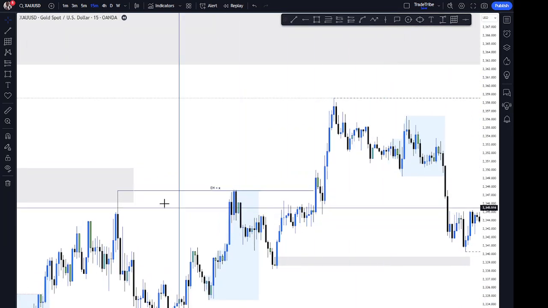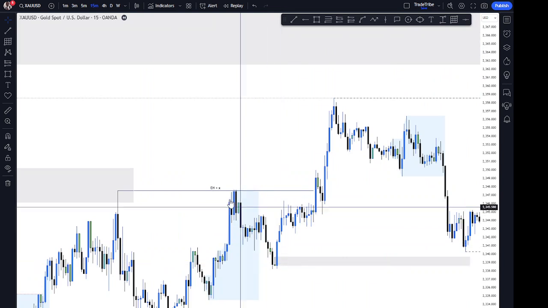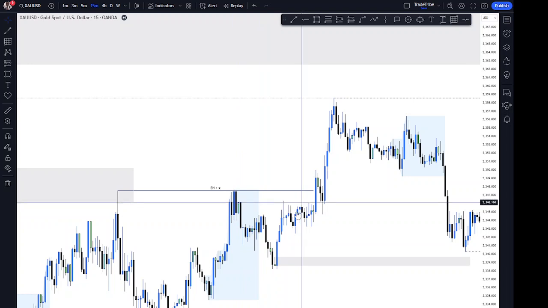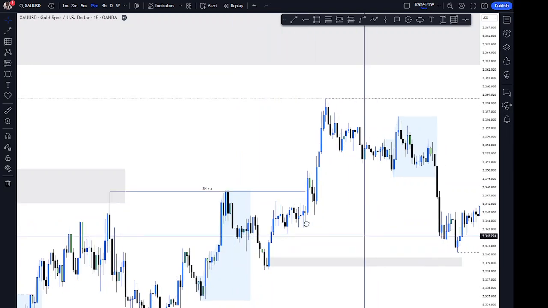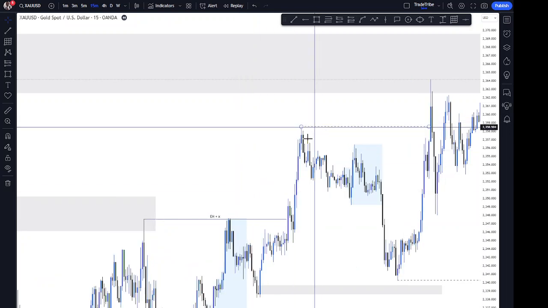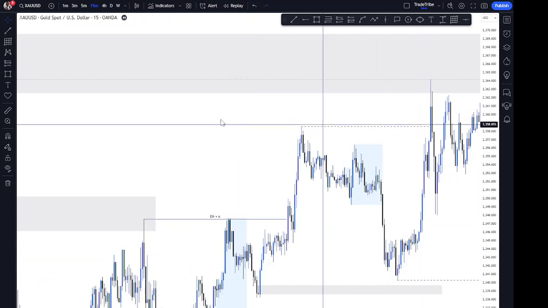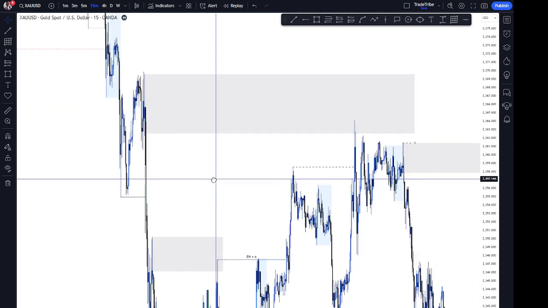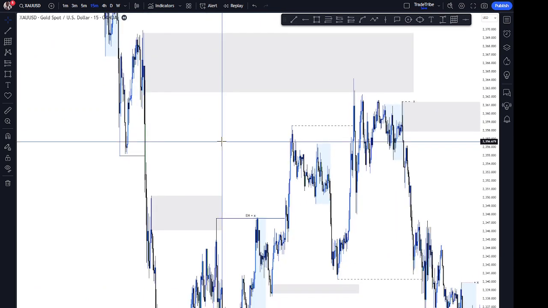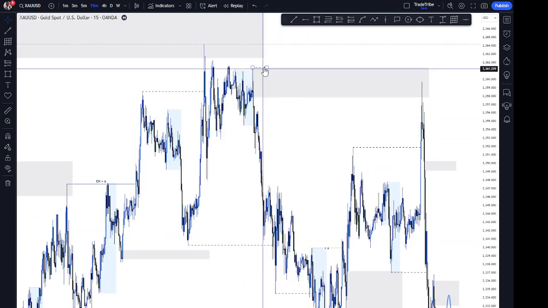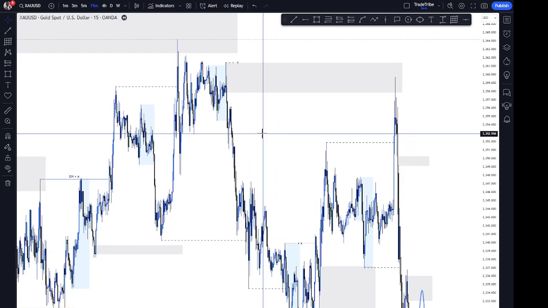Price moved to the upside, leaving this equal high, equal highs liquidity plus internal break of structure. We had this zone here which has not been mitigated yet, all the way up. Then it dropped and mitigated this zone here. We follow the structure: it dropped, break of structure, left us with this zone here, liquidity up here.